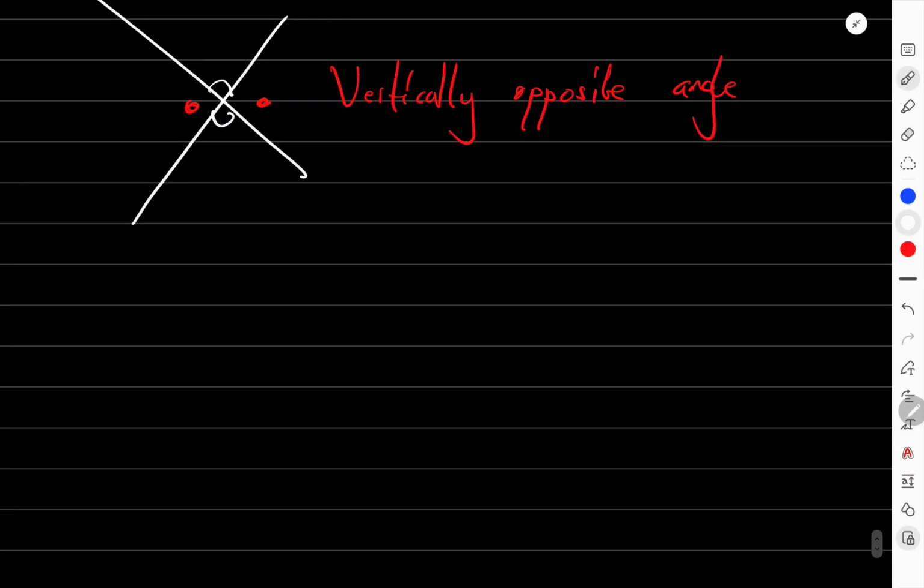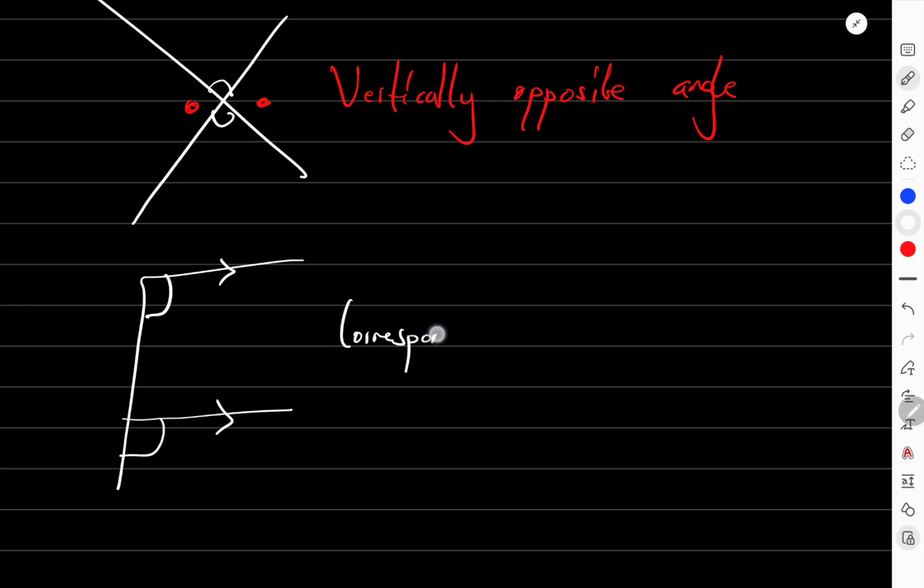Now, also, if you see an F shape that is being formed, the angle that is found here and the angle that is found there, they are the same. If these two lines are parallel, reason is going to be corresponding angles. After writing corresponding angles, you have to tell me the lines that are parallel. Let me just say AB is parallel to CD.